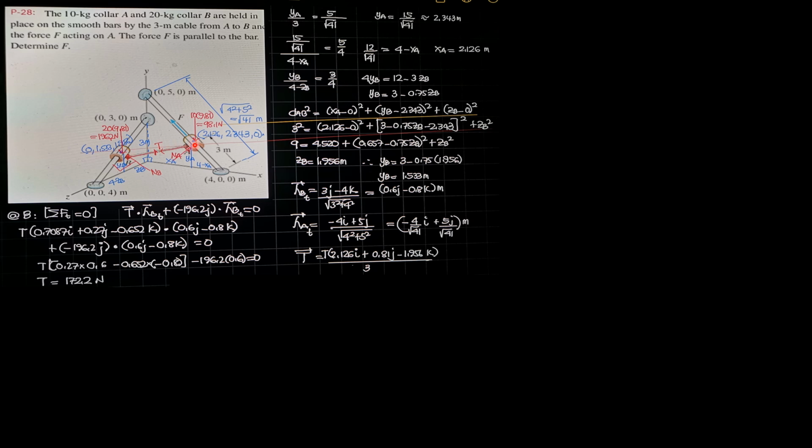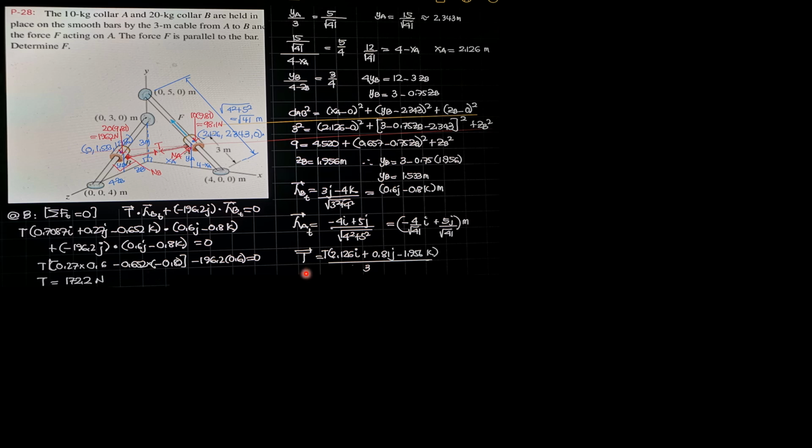So 2.126 minus 0i, magnitude of T, quantity 2.126 minus 0i, plus 2.343 minus 1.533. Calculate 2.343 minus 1.533 is 0.81, then j, then 0 minus 1.956, so negative 1.956k, divided by the magnitude of AB, or the length of AB. Since the length of cable AB is 3 meters, we don't need to apply the square root of 2.126 square plus 0.81 square plus 1.956 square, that's 3, in fact.